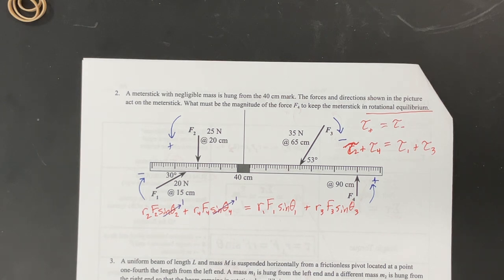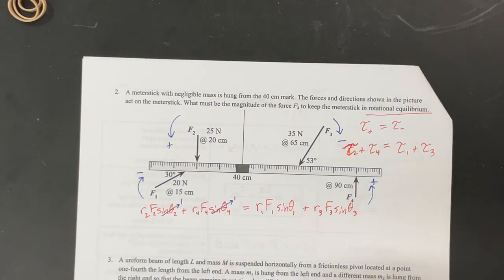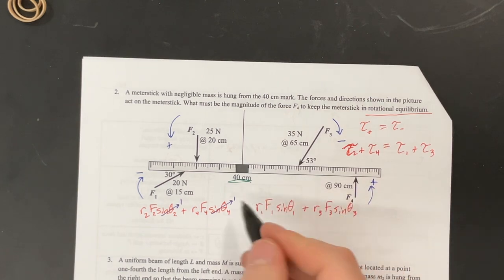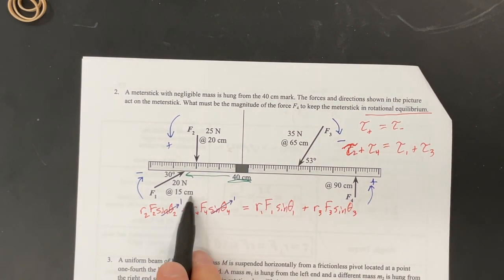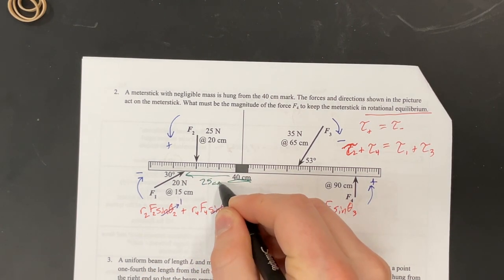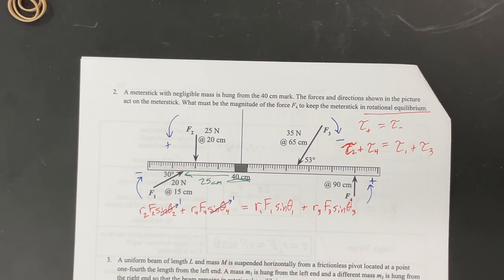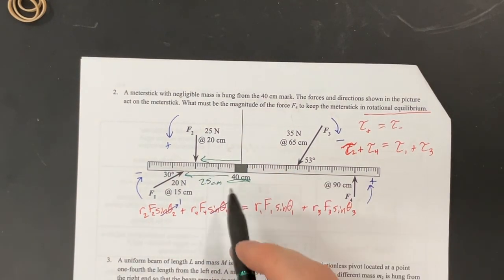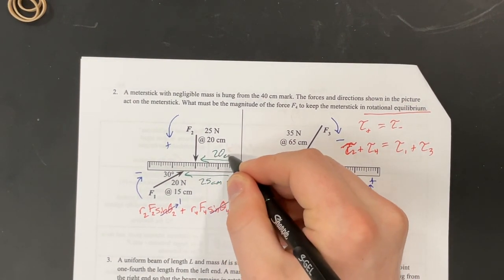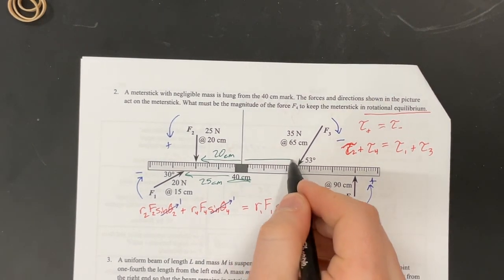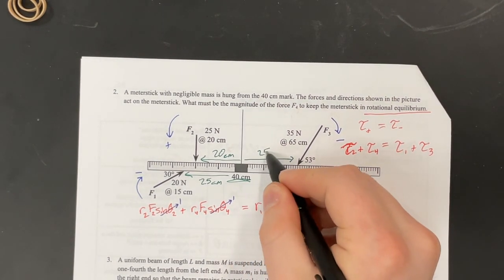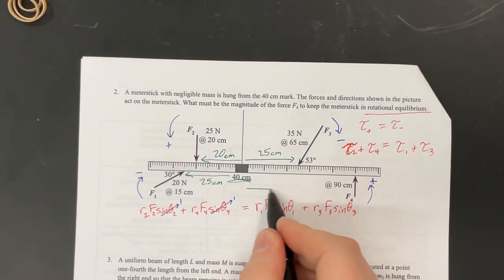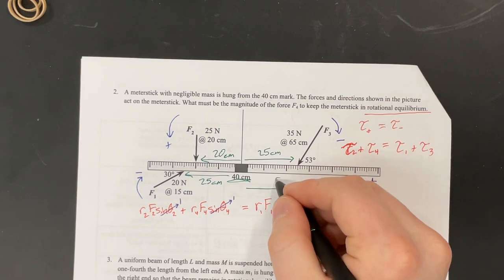For this radius value on all these, we can't use the position. We have to use distance from pivot. Pivot's at 40. So if I look at force 1, it's at 15 centimeters. So what's our distance? 25 centimeters. So that's going to be our radius for force 1. I'll just solve this for all of them. To go from 40 to 20 is 20. To go from 40 to 65 is 25. And then to go from 40 to 90 is 50.